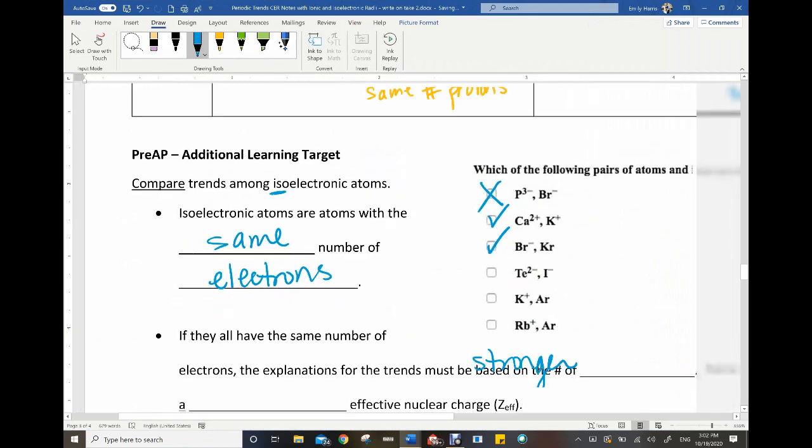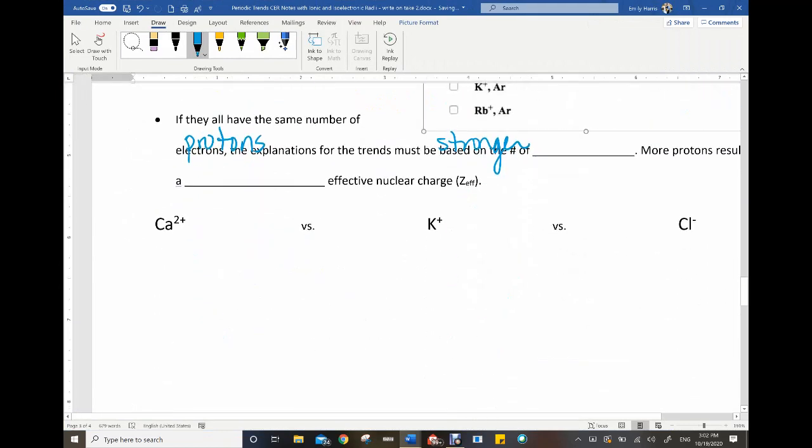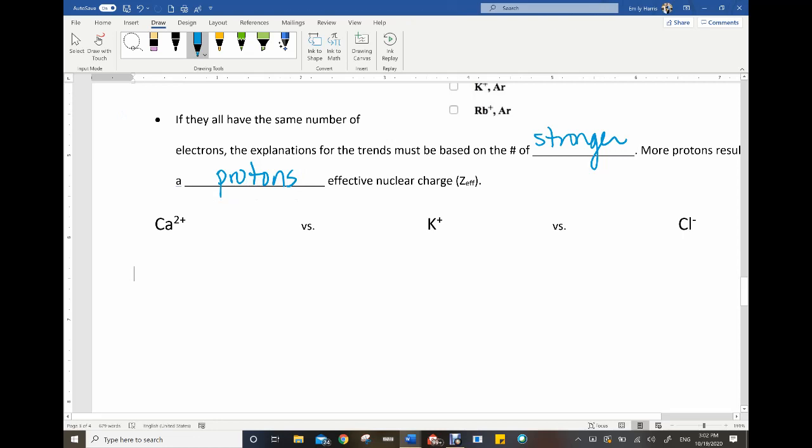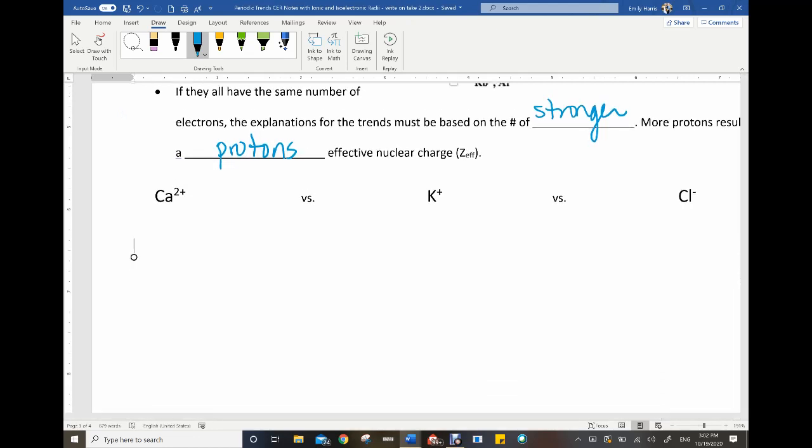So let's go down and answer our last example here. Let's see if I move my words in the right spot. There we go. All right, so again, if the number of electrons is the same, we have to reason through the trend based on differing numbers of protons. So let's make a little chart just like we did before and try to classify the number of protons and electrons that each of these atoms would have.